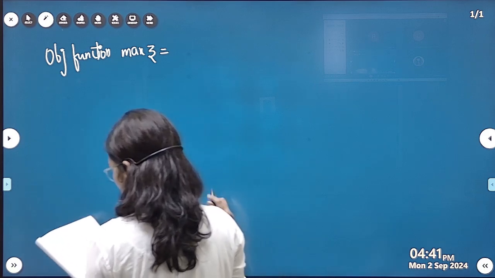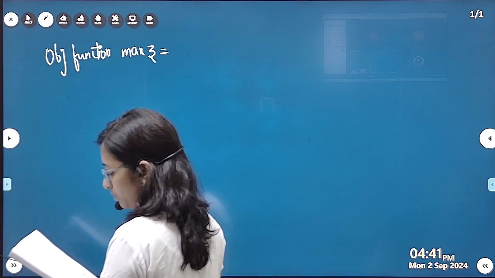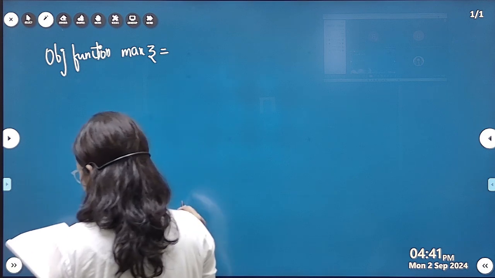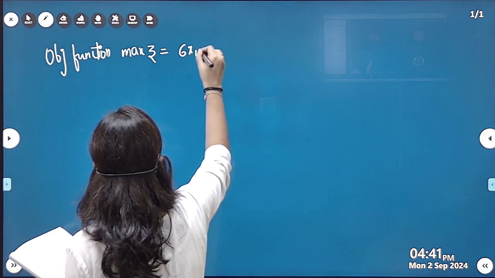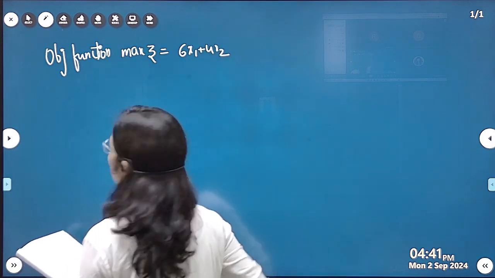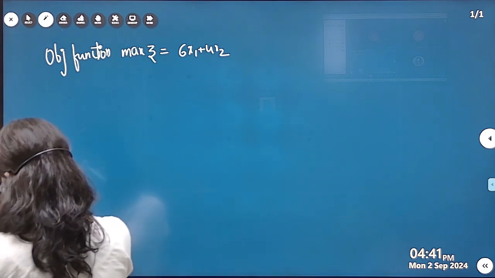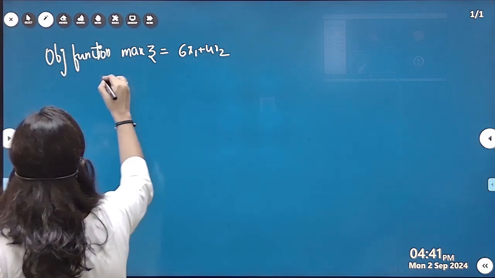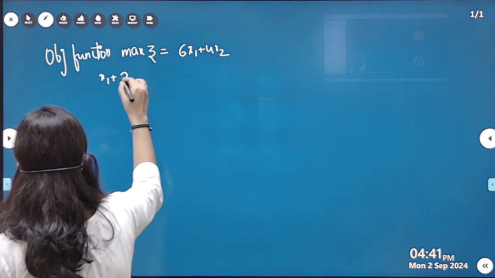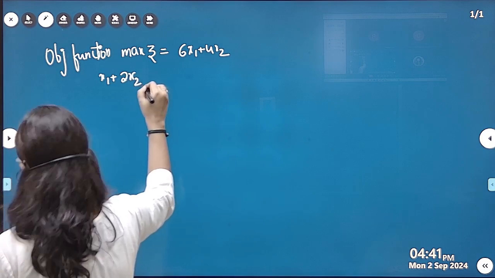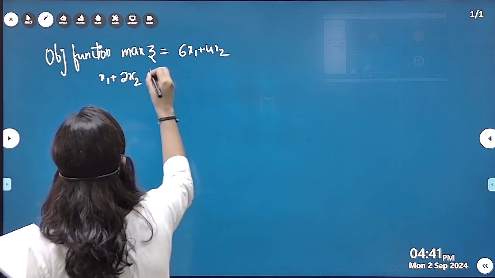So the question has mentioned that the optimal product mix and the maximum contribution if the unit contribution from alpha is 6 and from the beta is 4. So 6x1 plus 4x2 will be the objective function. So tell me subject to constraints. x1 plus 2x2 is less than or equal to 720.